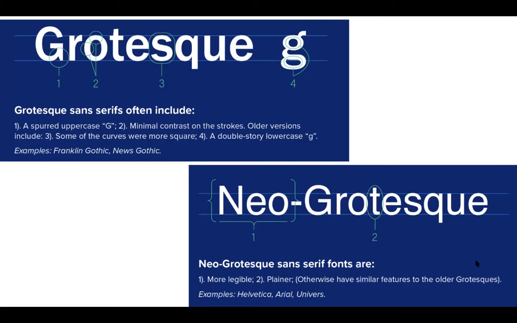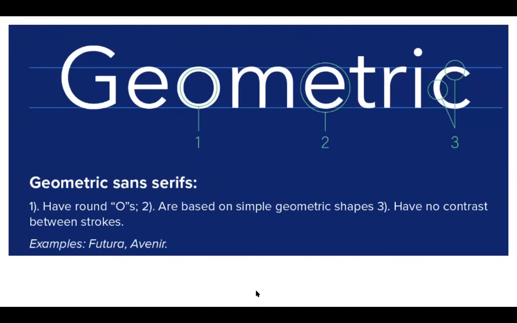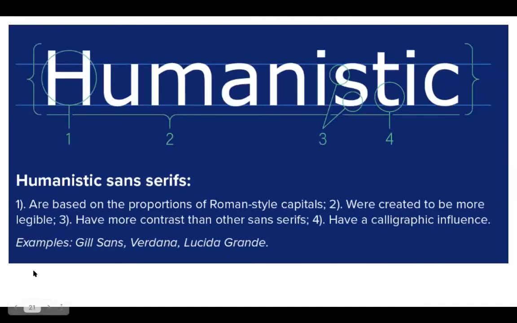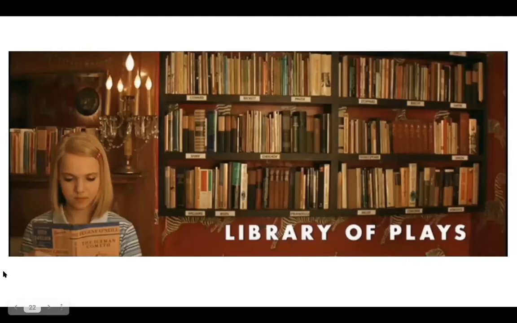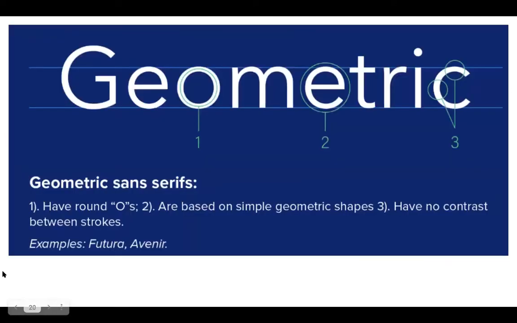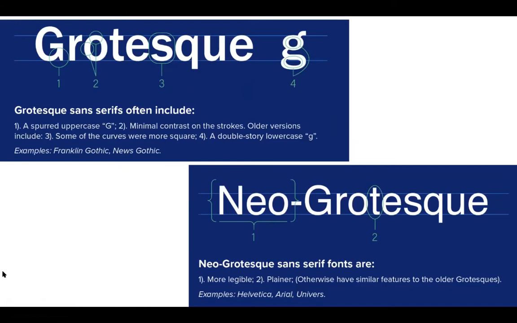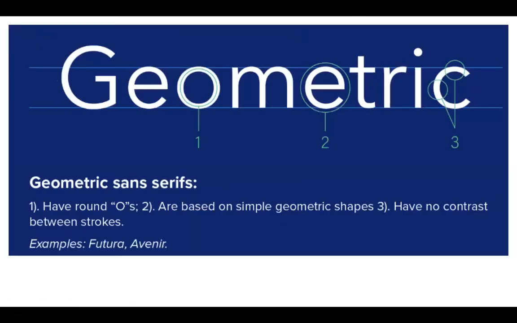So neo-grotesque sans serifs are more legible, plainer, and have no contrast between strokes. Oh, sorry, we went ahead a bit. Let's see, there we go. So, okay, sorry about the dog there.